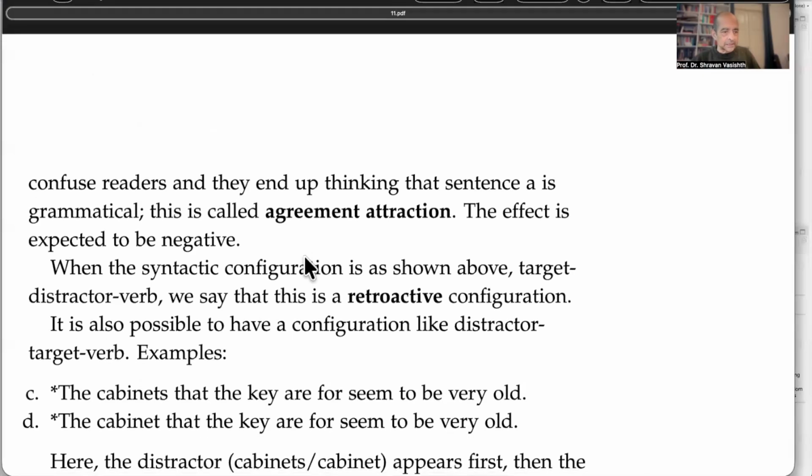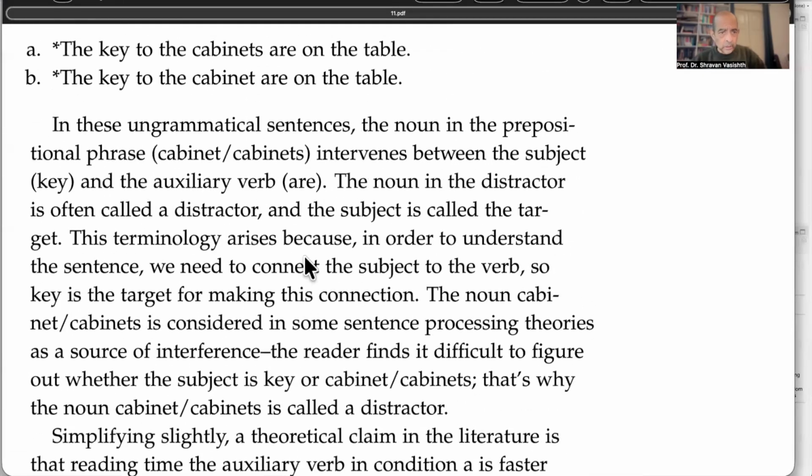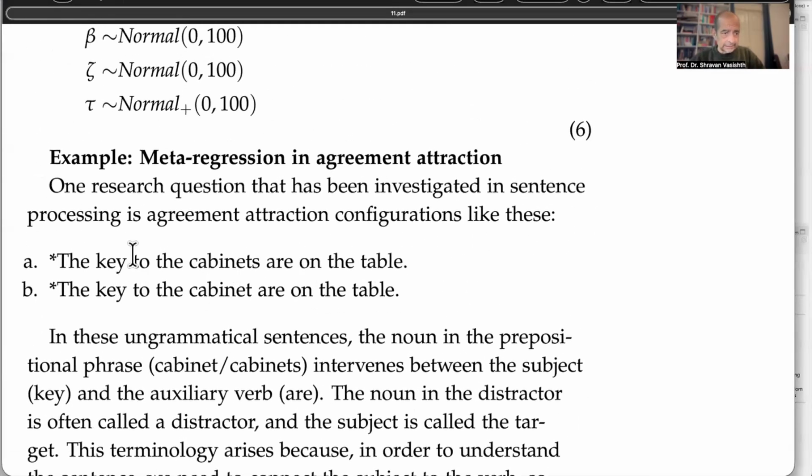But one interesting thing is that what's happening here is that cabinets is called an intervener. It intervenes between the subject and the auxiliary. So when this intervener appears between the subject and the auxiliary verb, that's called a retroactive interference setting, right? Whenever the intervener is between the two codependents, that's called retroactive interference.